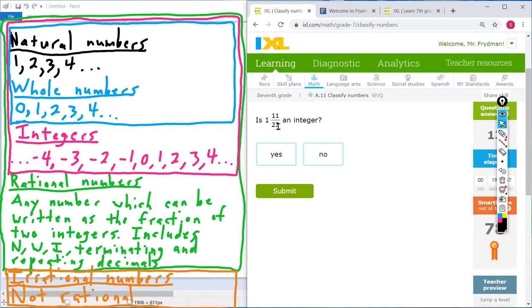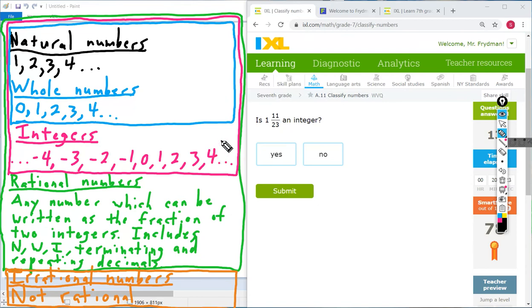Is 1 and 11 over 23 an integer? Again, we don't want to see fractions like this for integers. The only exception is sort of a trick that IXL could do, but I don't think they do it.